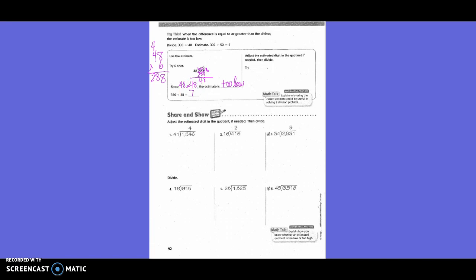Adjust the estimated digit in the quotient if needed, then divide. So we're going to try 7 ones this time, right? And then we would take 336 divided by 48, and we said we're going to try 7. And since we work this over here, we know that 7 times 48 is what?